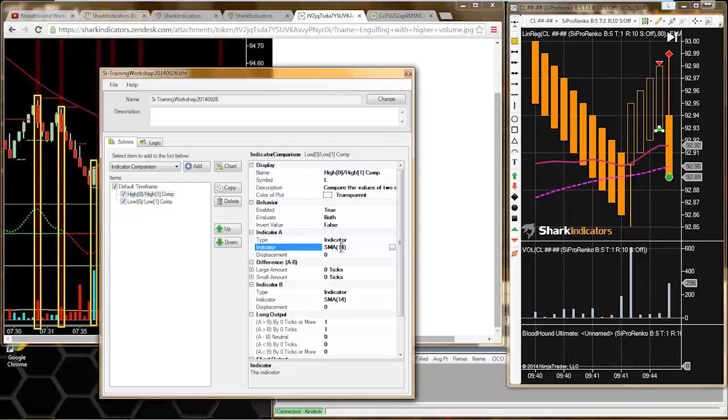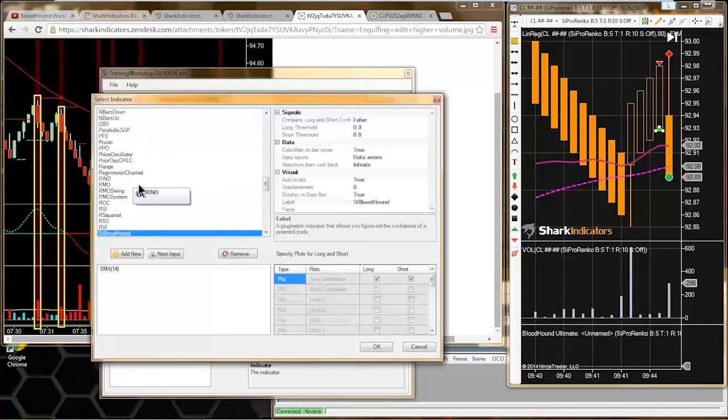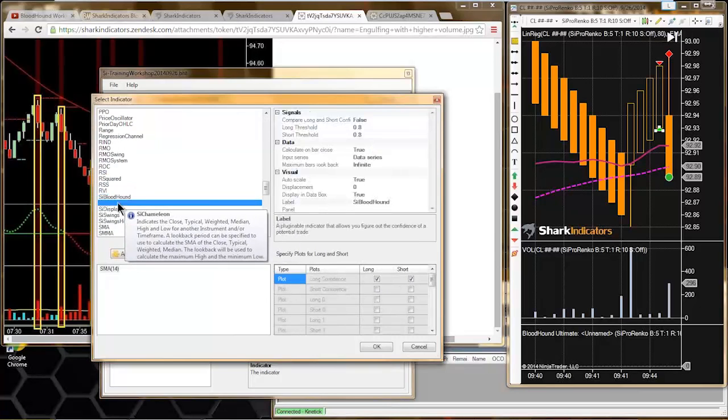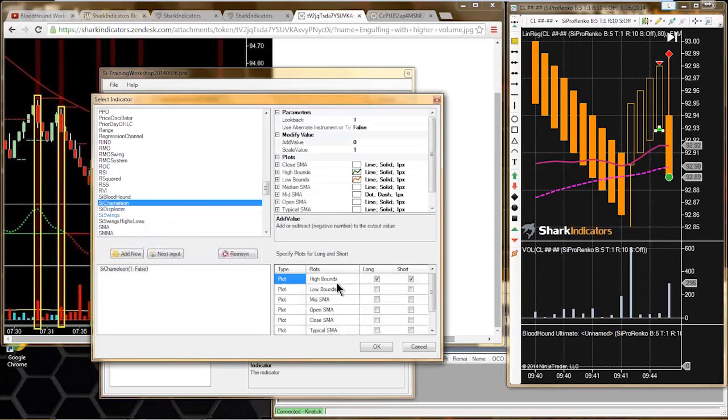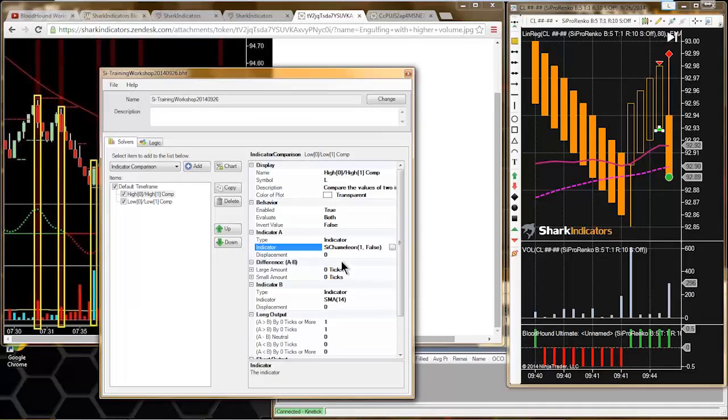All right, so to get the high price, we're going to use SI Chameleon. Let's scroll down to the S's, and there's Chameleon. Simple enough. I'm just going to use the high. It's already set for me, so that's all I have to do. That's done. And this displacement, we're comparing the high of the current bar, so we're going to leave the displacement at 1.